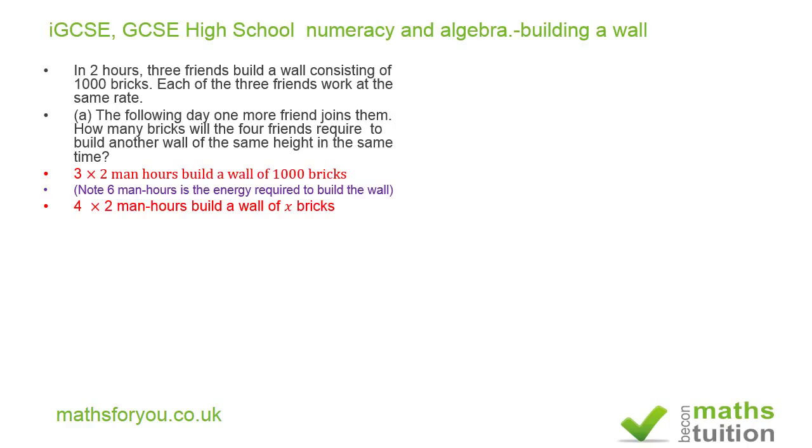It then becomes a question of proportion here. So if we say 1,000 divided by 6 is equal to x divided by 8, and when you cross multiply, we end up with x being 8,000 divided by 6. And that gives us an x value of 1,333.3. But it cannot have part of a brick, so the number of bricks required will be 1,334 bricks.